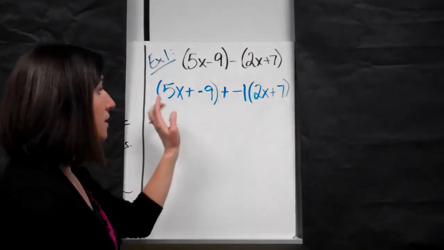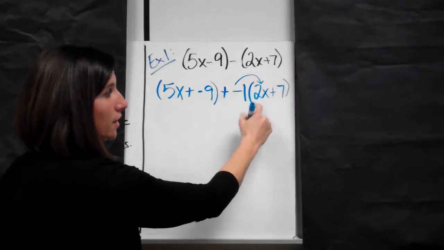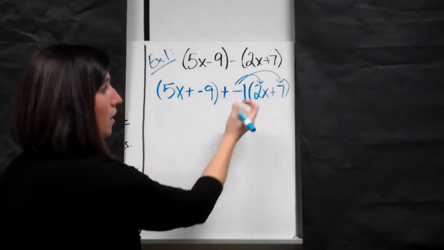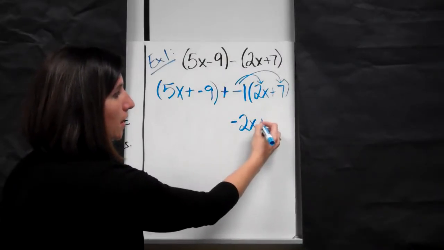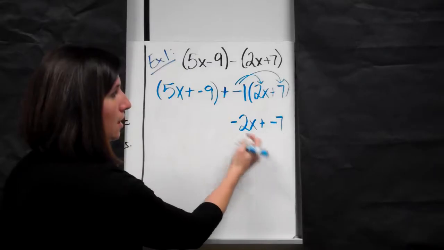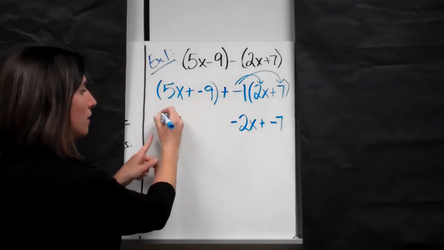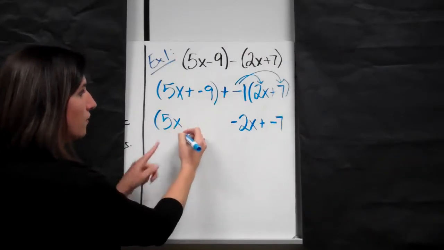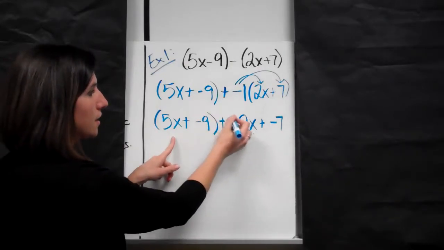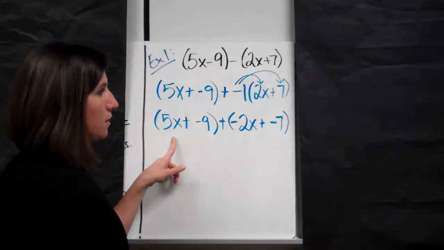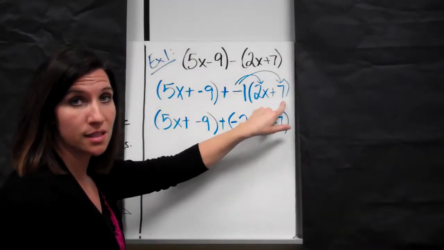So when I do this, now that I've added the opposite, I'm going to distribute this negative 1 to everything on the inside of the parentheses over here. And I'm going to rewrite this problem so that it says negative 2x plus negative 7. And I'm going to bring down this quantity here. I don't have anything to distribute here, so I'm just going to go ahead and rewrite it using the parentheses. So 5x plus negative 9, and in parentheses, plus, and now you have this in parentheses. All I did was take this negative and distribute it to everything on the inside of the parentheses.